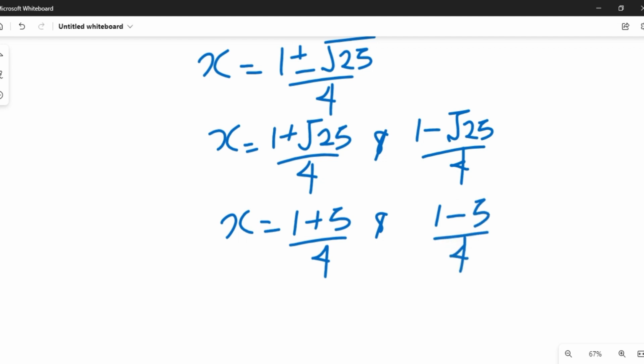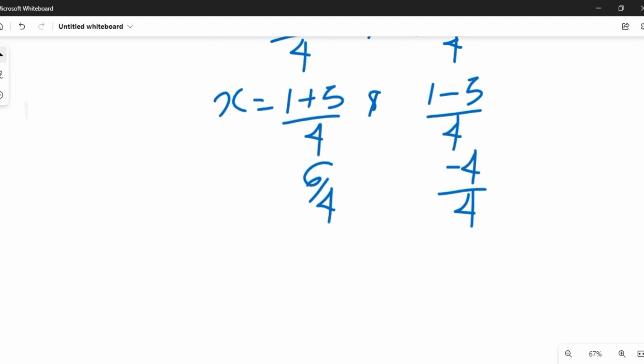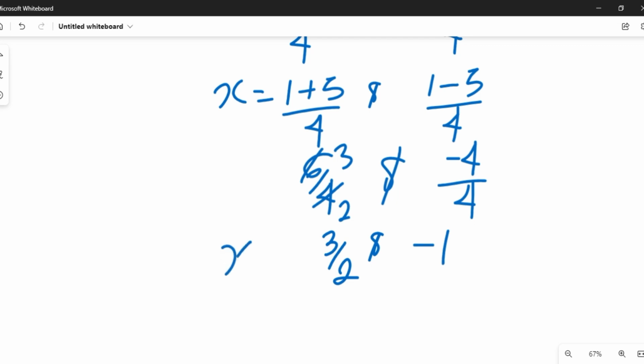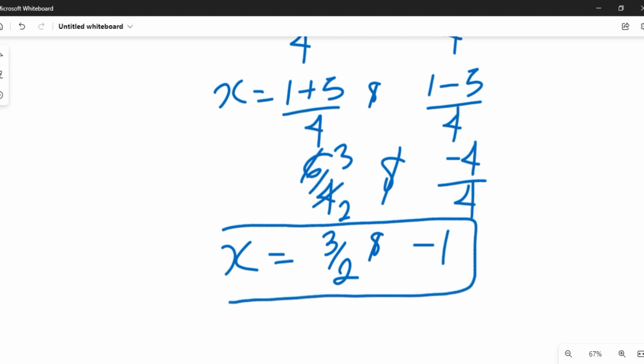So this value here will give us 6 over 4, and this value here will give us minus 4 over 4. If we simplify further, 6 over 4 divided by 2 gives us 3 over 2, and what? This will give us minus 1. So our x values are equal to 3 over 2 and minus 1.